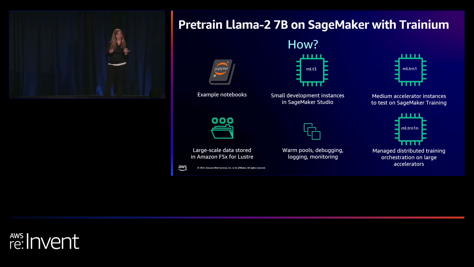And again, how are we going to do this? So I have some example notebooks, and I'm going to walk through different instances. Again, that T3 medium, the Train 1, optimized large-scale data stored on FSx for Lustre, and then some warm pools, and then again, that distributed training infrastructure. So let's check this out.